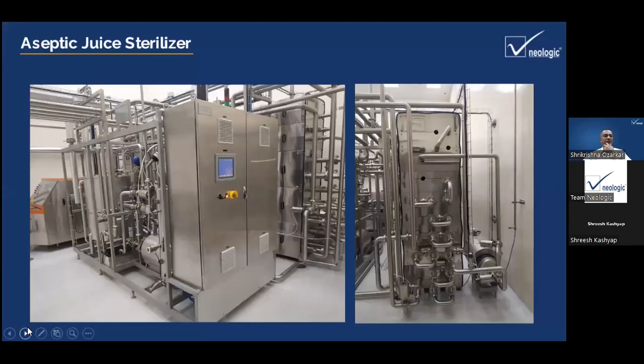These are some of the photographs of a typical juice or beverage sterilizer. This has been recently supplied by us in Bahrain. The right hand side shows the front view, and the left hand side shows the side view of the sterilizer, which is behind the control panel, the module, and the homogenizer.